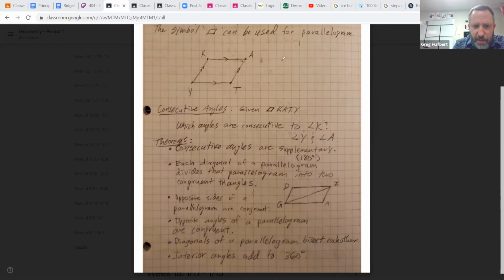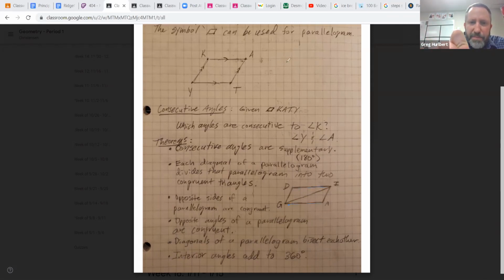The next theorem for us is that opposite sides of a parallelogram are congruent. So in this one down here that I'm working with, DIAG, we're claiming that's a parallelogram. So the segment GD and the segment AI are congruent, and the other congruent sides are DI and GA. Those would be congruent. So you get congruent sides on opposite sides of a parallelogram.